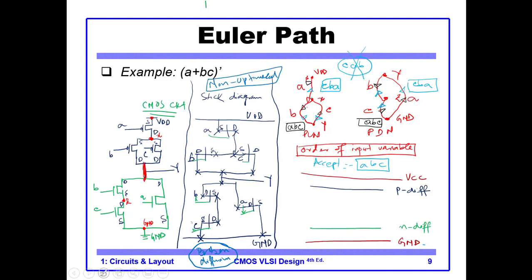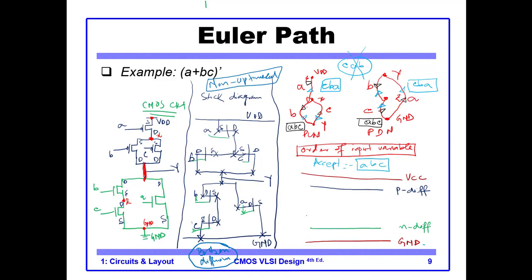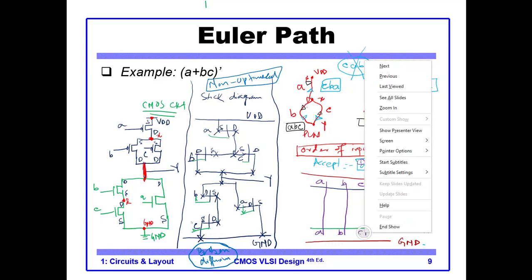Then let's make the polylines. So we have 3 polylines, 1, 2, 3, because we have 3 inputs. So this is our poly. Now here comes the order. So the first one should be A. The second one should be B, and the third one should be C. Here again, A, B, and C.